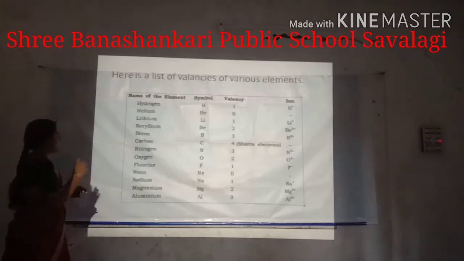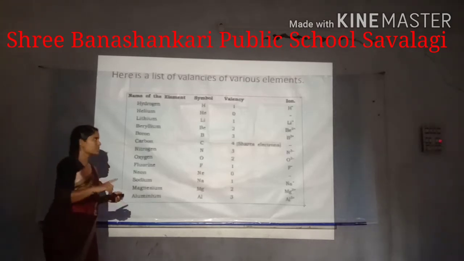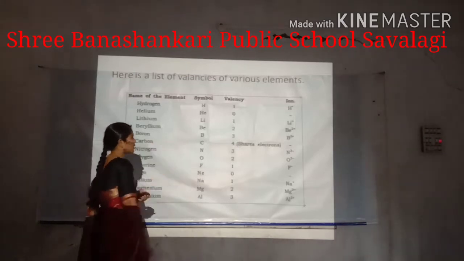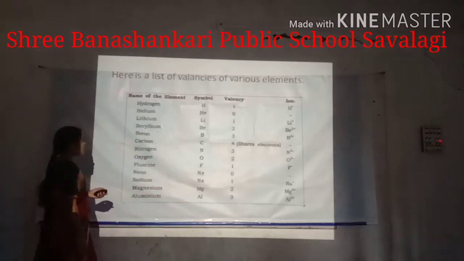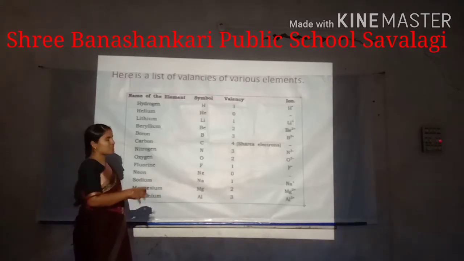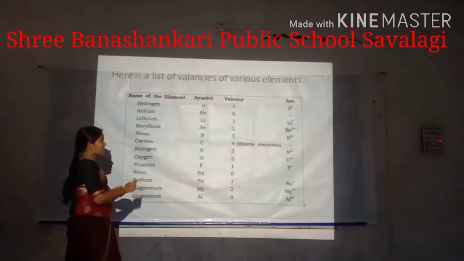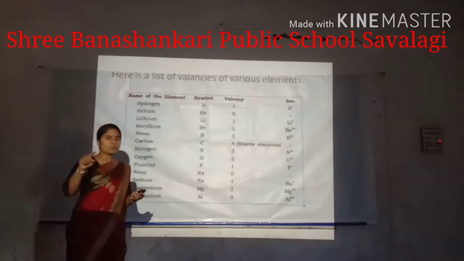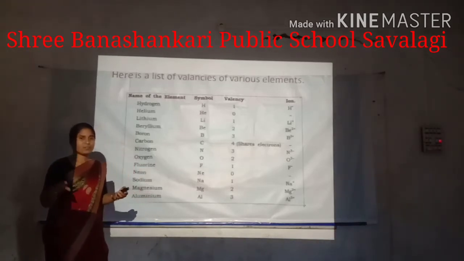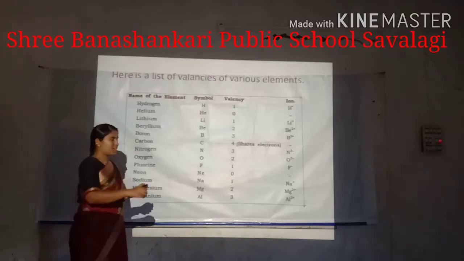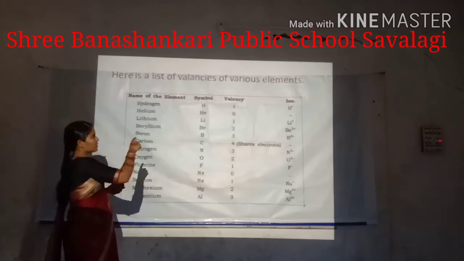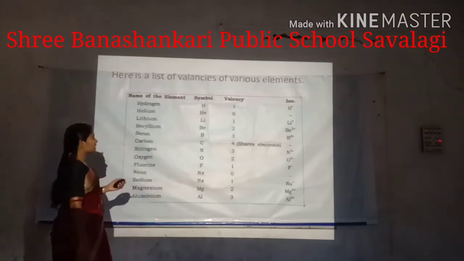Hydrogen has the valency 1, and the ion of the hydrogen is H plus, and helium is represented by the symbol He, and the valency is 0. Since it is stable, there are no ions there, so that has the valency 0. And next is lithium.